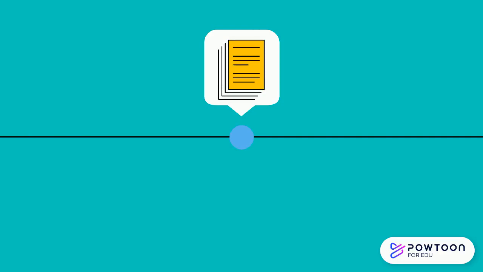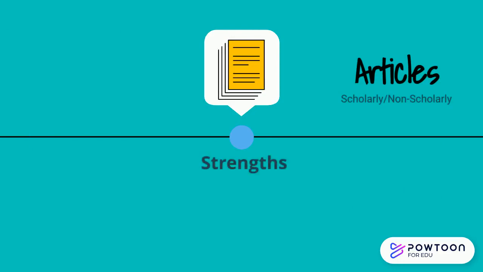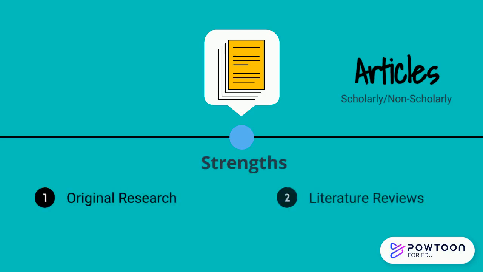The second format we'll discuss is articles. Articles can be located in magazines, newspapers, and journals and can be scholarly or non-scholarly. The strengths of using scholarly research articles are that they provide access to original research and provide summaries of research in the form of a literature review.